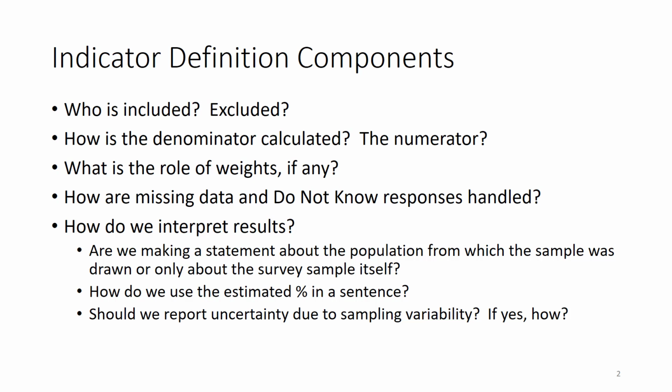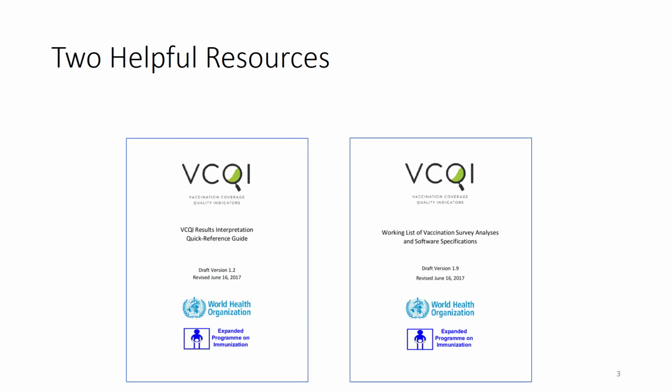And then when we get to the results, how do we interpret them? Are we drawing a conclusion about the larger population from which the sample was drawn, or are we only talking about the survey sample itself? And how do we use the estimated proportion in a sentence? Should we report the uncertainty due to sampling variability, and if yes, how should we do that? So these are, I think, some of the fundamental components of an indicator.